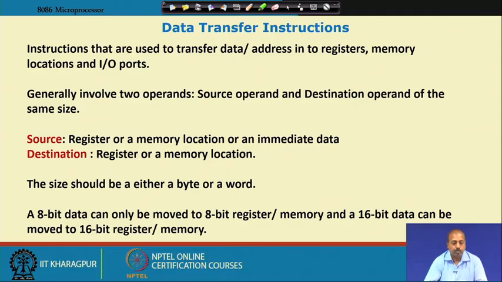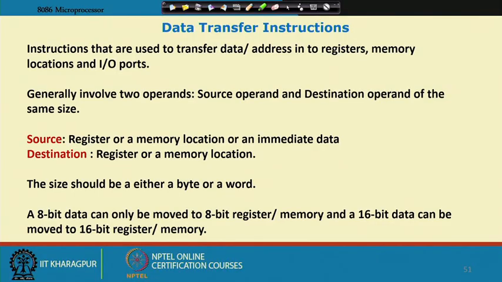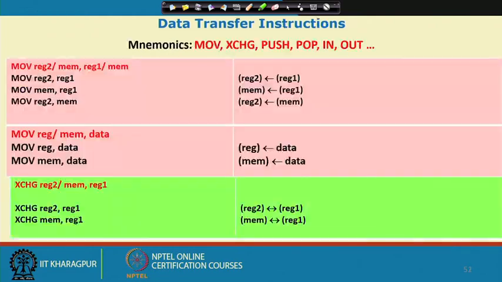We have to have some memory location or a register, and we cannot have both operands as memory. It is not possible that both operands of this data transfer instruction are memory, excepting the string type of operation. Size should be either a byte or a word. The 8-bit data can be moved only to an 8-bit register or memory, and 16-bit data can be moved only to a 16-bit register or memory.